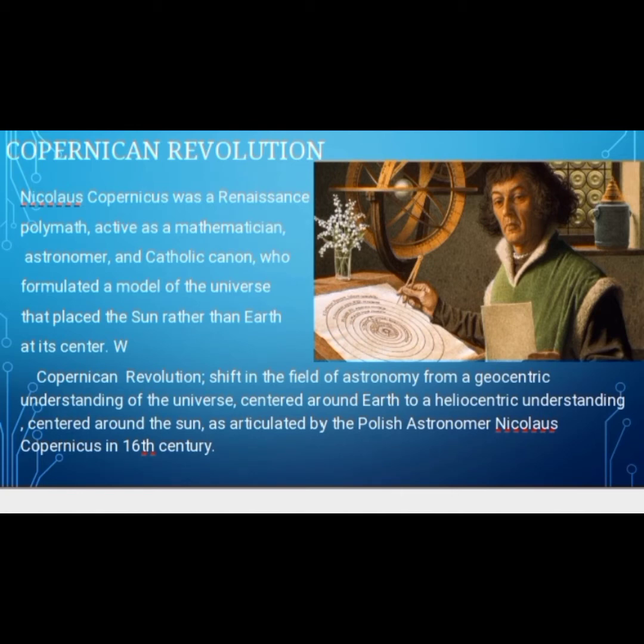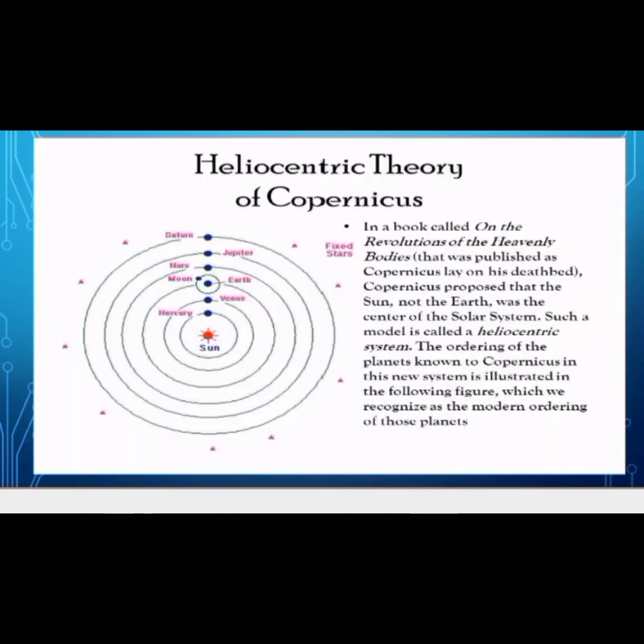A lot of resistance to Copernicus' theory came not only from within the scientific community, but also as a result of the social implication of a heliocentric universe. The heliocentric theory of Copernicus, in the book called On the Revolutions of the Heavenly Bodies, was published as Copernicus lay on his deathbed.